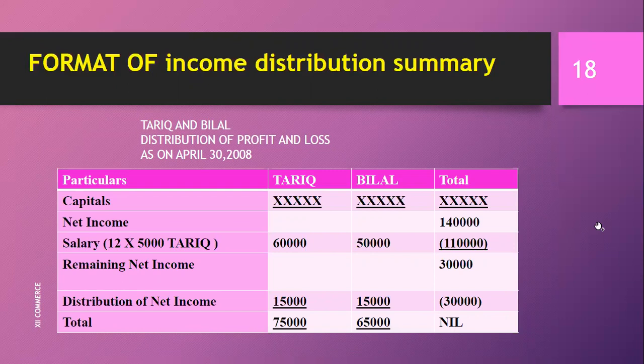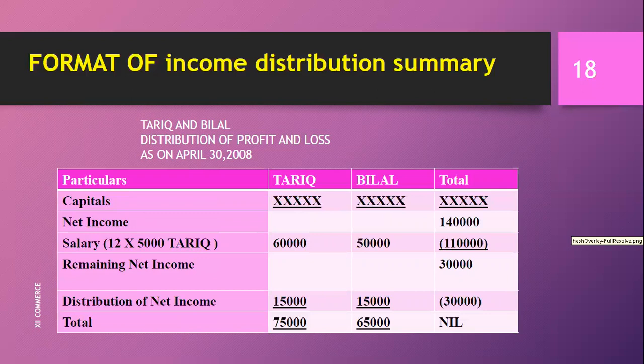Then we have capitals mentioned. Net income is 140,000. Only one adjustment is given, for the salaries of the two partners. What is that adjustment? Salary is 12 multiplied by 5,000, only for Tariq, because only Tariq's salary was monthly, and Bilal's salary was yearly. Then the answer for Tariq is 60,000, for Bilal is 50,000. Total is 110,000. We have written the total in the third column. From 140 we will subtract 110, and you will get the value of the remaining net income.